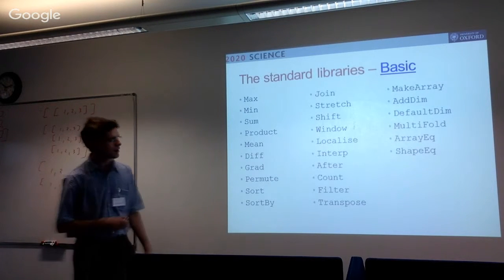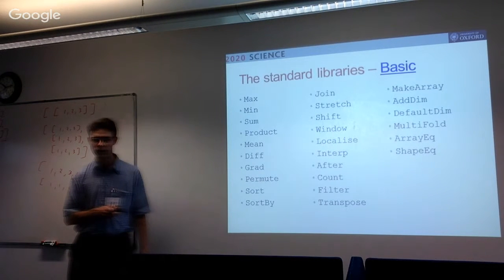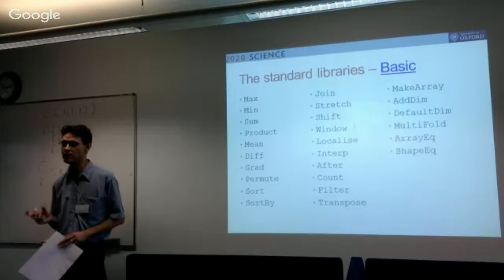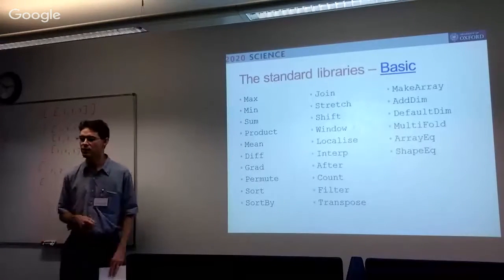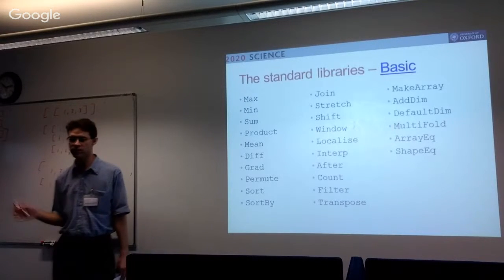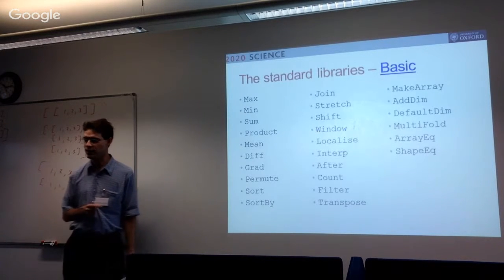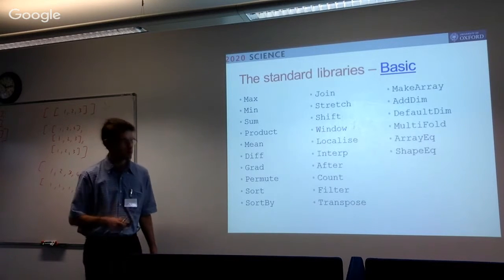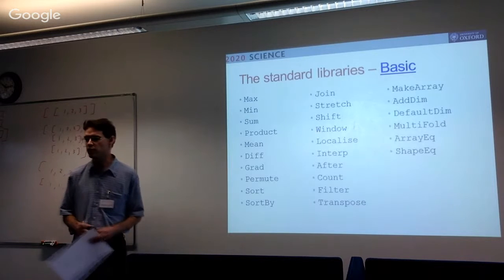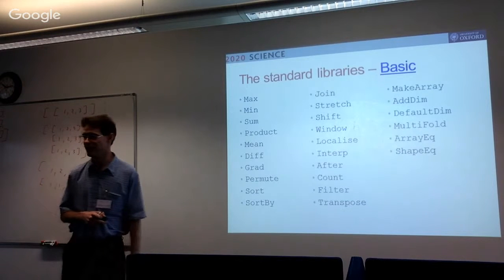Window and localize work together to basically perform an operation rather than, say, taking the maximum along a whole vector. You can actually take the maximum just within a particular window. So you can say take the maximum value within the 5 values centered around this point. So you get a vector that's the same length as your input, but each entry of that is the maximum within the 5 entries centered on that point. And these sorts of things are mainly useful for building up bigger operations, rather than standalone. They were all actually added so that I could do action potential duration calculations.